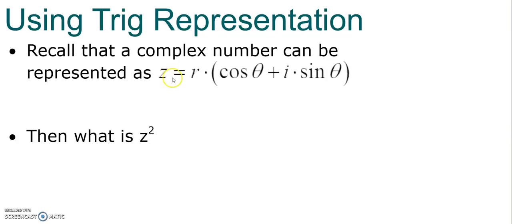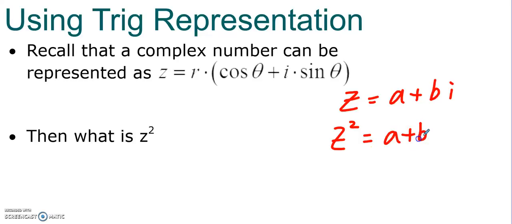So first, let's recall our trig form. So I know if z equals r cosine theta plus i sine theta, and this would be the same as z equals a plus bi, right? So this is standard form. This is trig form. Okay, what is z squared then? Well, let's look at z squared in standard form. So z squared would be a plus bi squared.